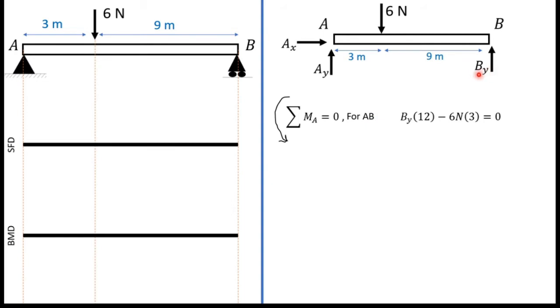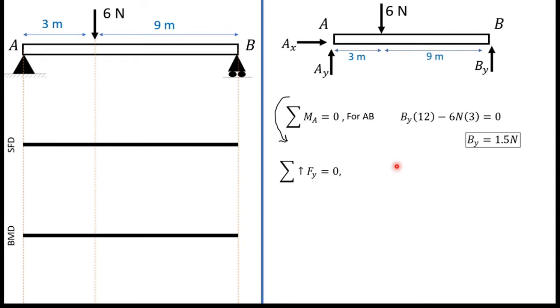The moment due to this By force is positive because the moment due to this force is counterclockwise. So I wrote By here, and the distance from A to B is 3 plus 9, which is 12. That's why I wrote 12 here. And 6 Newton: the moment due to this 6 Newton force is a clockwise moment. Therefore I put a minus sign here because I consider the counterclockwise direction. The point load is 6 Newton and the distance to this force is 3 meters. Now I can simplify this and get the answer as By equals 1.5 Newton.